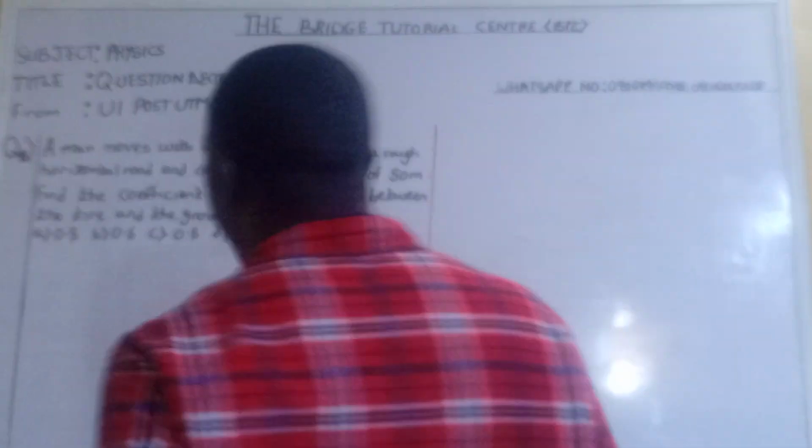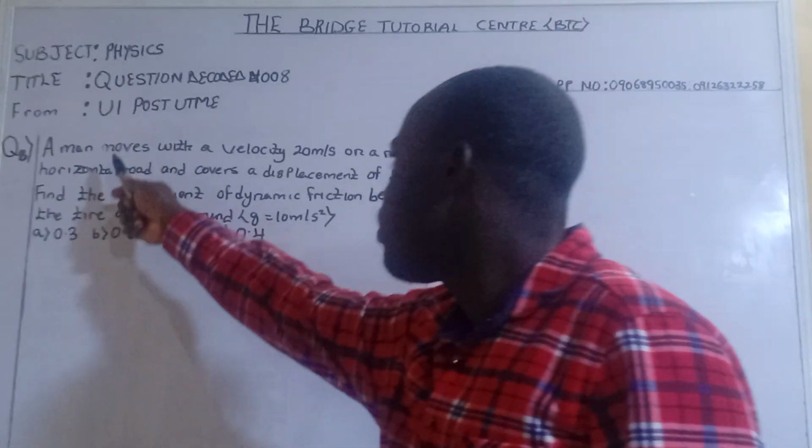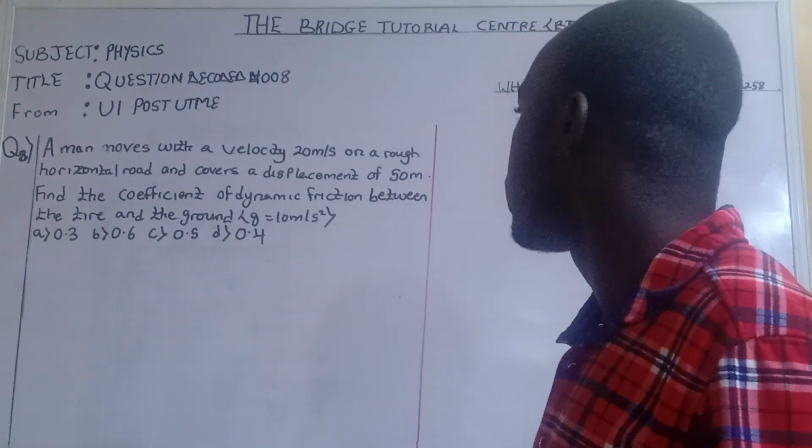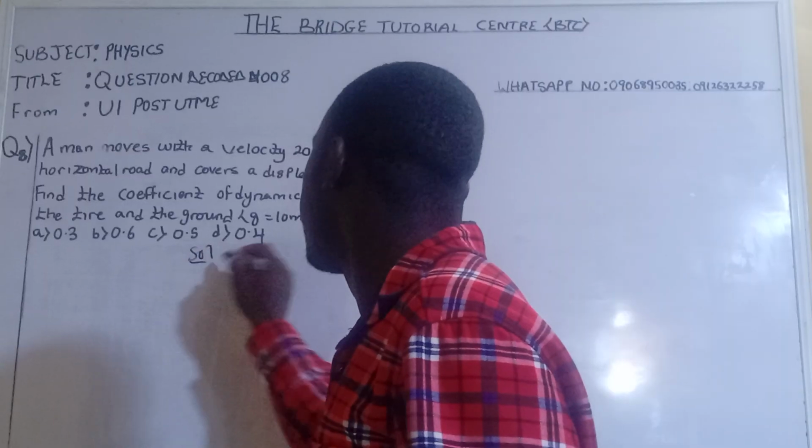We have series 8, and as you can see, this question is from UI Post-UTME. Now, it said a man moves with a velocity of 20 meters per second. Okay, so we have our solution.